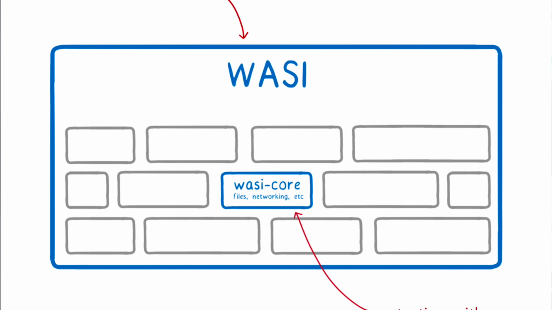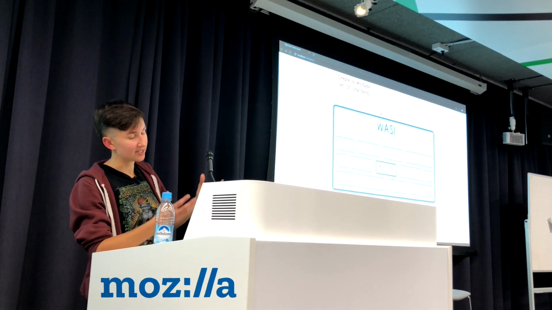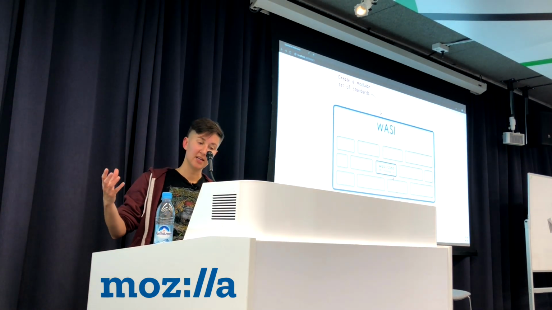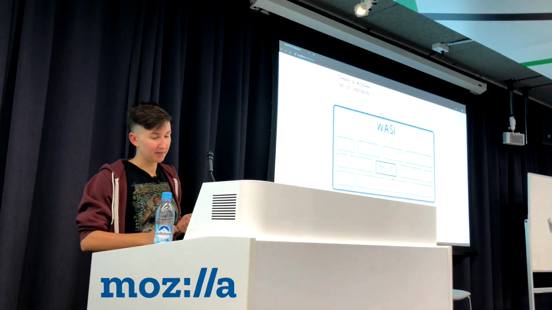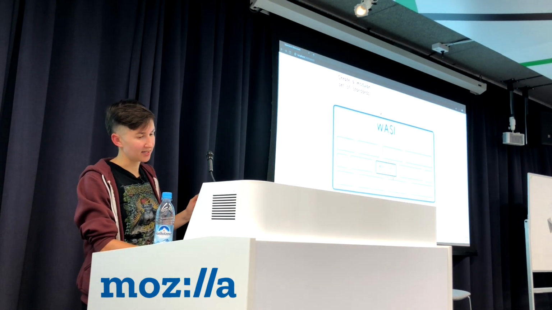WASI core will contain the basics that all programs need. So much of the same ground as POSIX, including things such as files, network connections, clocks, and random numbers. And we'll actually take a similar approach to POSIX for many of these things. So for example, we use POSIX's file-oriented approach, where you have system calls such as open, close, read, and write, and then everything else basically derives from that. But WASI core won't cover everything that POSIX does.